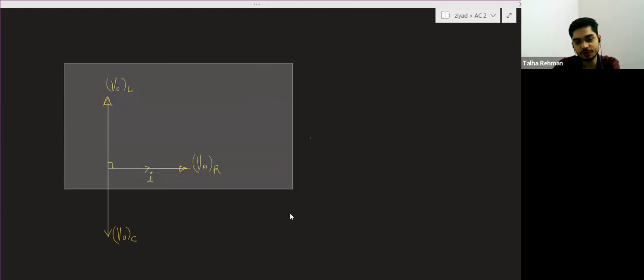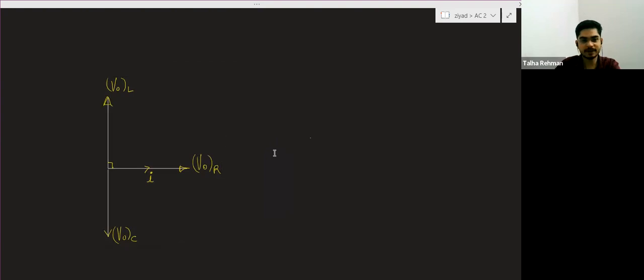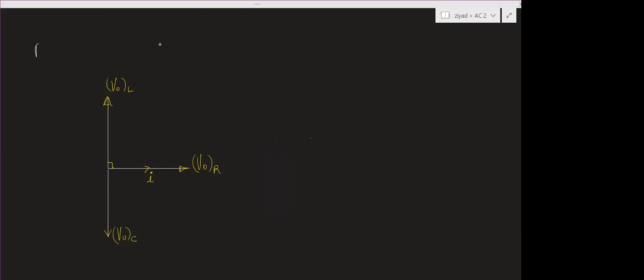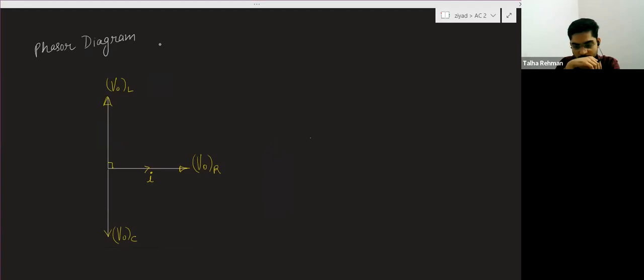This diagram is important. So basically this is a phasor diagram. What type of diagram is this? Phasor diagram. Now we can draw this diagram in another way also.